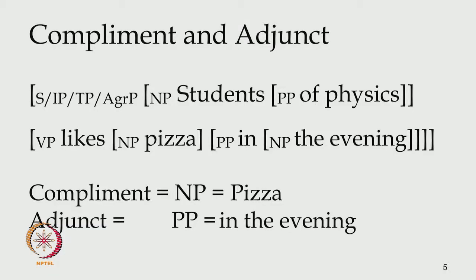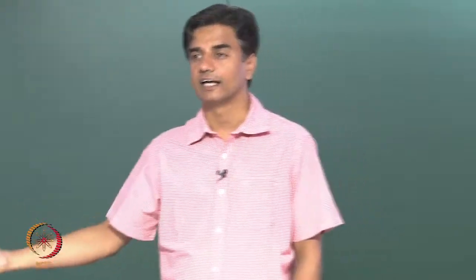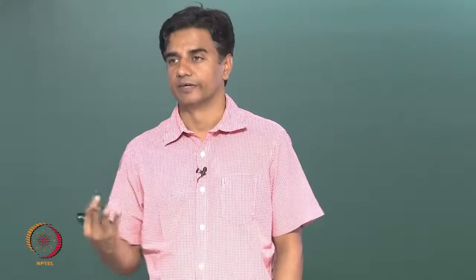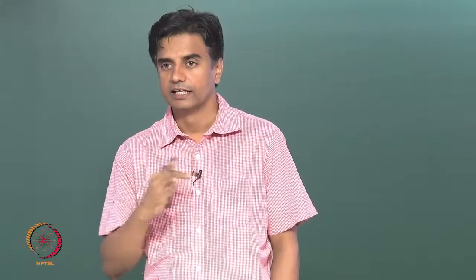In this sentence, the same one that we have been looking at, we know that NP pizza is the complement and PP in the evening is an adjunct. This is what I am telling you, right? And this is what I have tried to show you in some sense, that pizza is an object, therefore a complement. But that description does not necessarily make in the evening an adjunct. At best, what we are saying is pizza is the complement of the verb, of the V in this sentence, right?